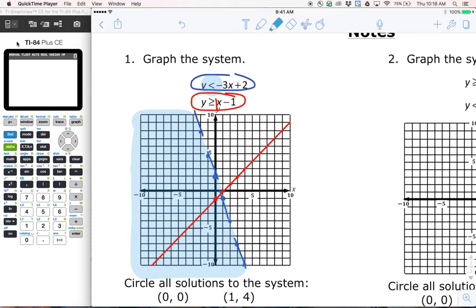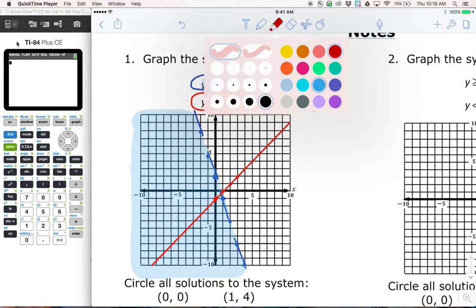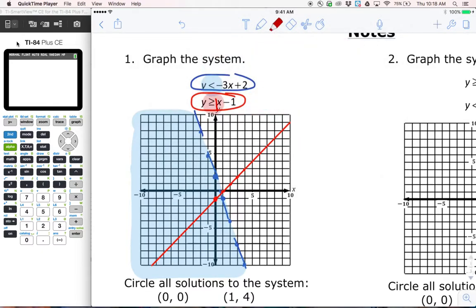Now when you're deciding where to shade for this one, and again, it's a solid line because of the or equal to right there, and we're going to shade above the line because it says a greater than sign. So everything on top of this line, greater than, gets shaded. All right. Not super accurate here on the edges. Don't worry about that. All right, so here is my system.